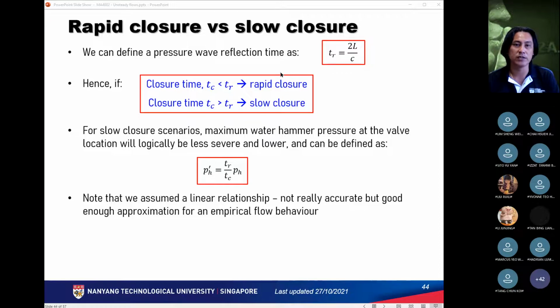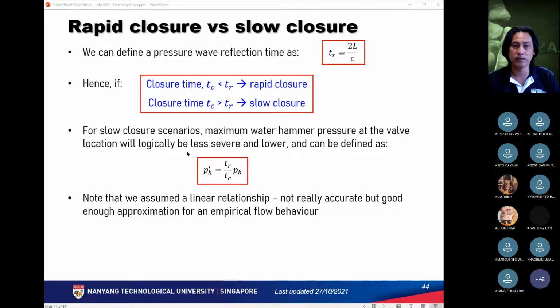And by definition, if the closure time, TC, is less than TR, that means the valve is fully shut off before the pressure wave actually comes back to the valve again. We'll call it a rapid closure. Now, if the closure time, TC, is greater than TR, meaning the valve is not fully closed by the time the pressure wave comes back to the valve again, we'll call it a slow closure. So this is by definition.